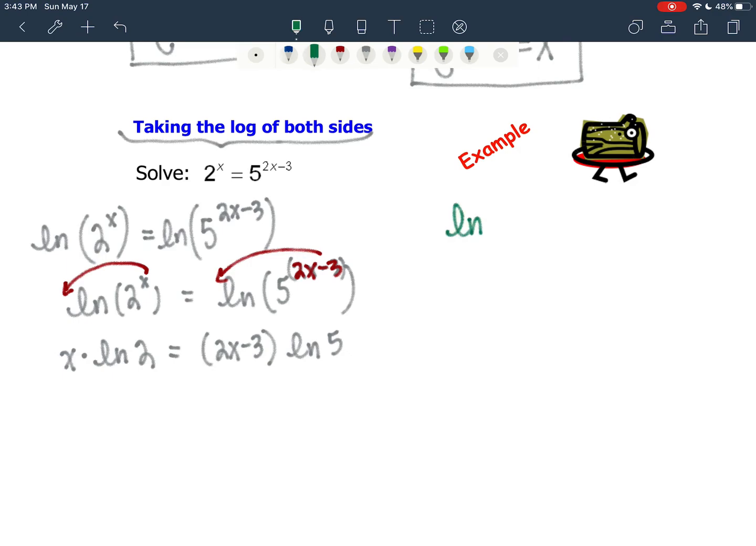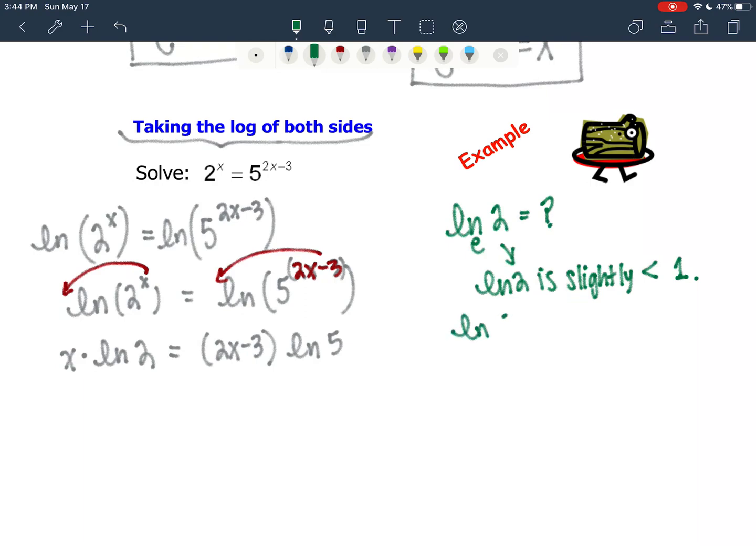Now the natural log of 2 is just some number. It's a numerical value. In fact, base e raised to what power is 2? Well, e to the first power is 2.718, so this value is just slightly less than 1. The natural log of 2 is slightly less than 1. If you put the natural log of 2 into your calculator, you'll definitely see it.